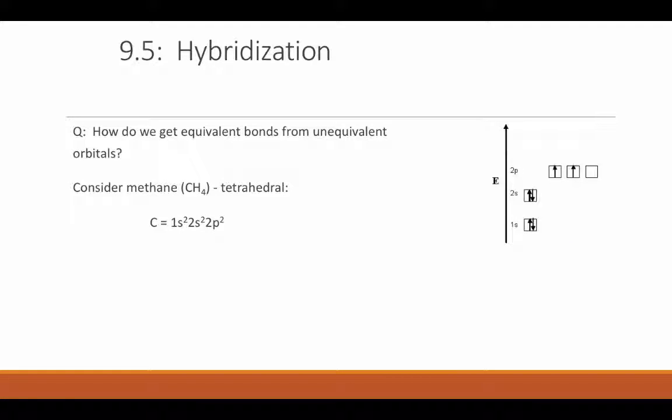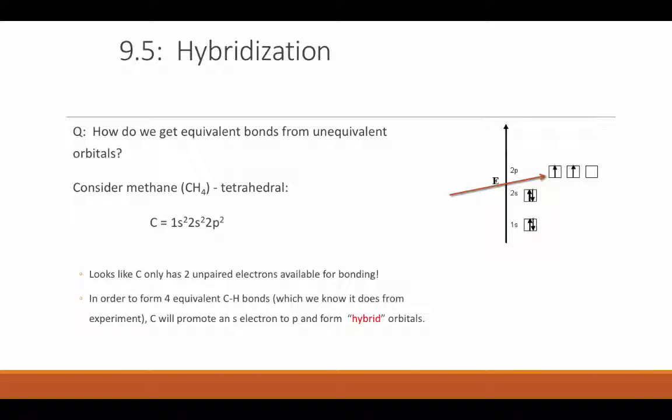Looking at this example in more detail, here we see the orbital diagram for carbon. Again, we see a problem in that it looks like there's only two unpaired electrons available for bonding. Orbital overlap generally occurs when we have an unpaired electron. According to our hybridization theory, in order to form four equivalent CH bonds, which we know it does from our experimental data, carbon will need to promote an s electron to a p orbital and form hybrid orbitals. Looking again at the orbital diagram, notice that one of the two s electrons will be promoted to the 2p orbital. This now gives us four unpaired electrons, which means we can form four bonds.